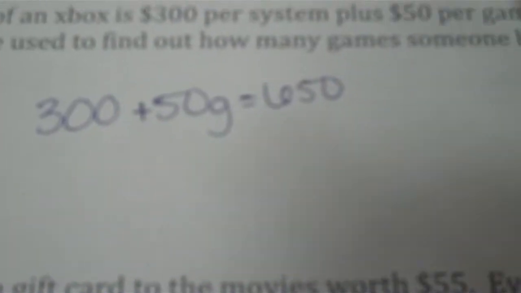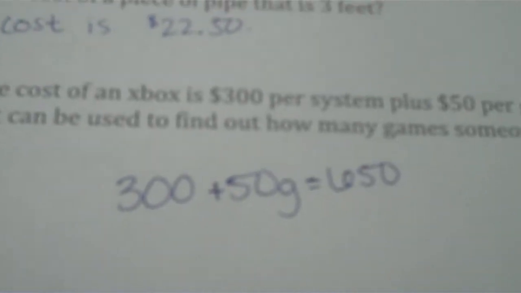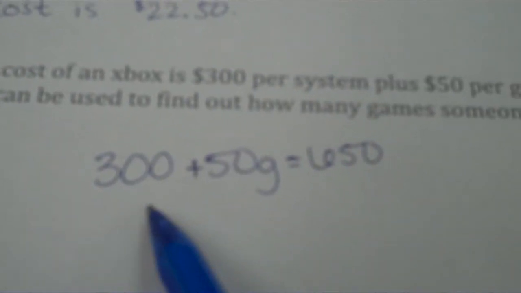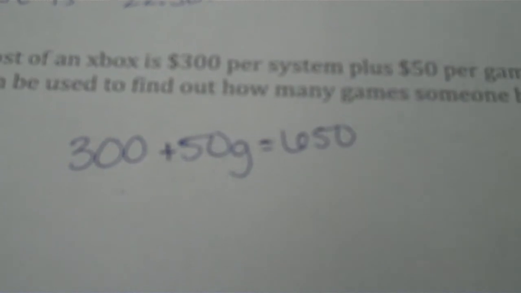Okay? Now I know that you know how to draw your line and solve it. And if it said solve, that's what you would do. But on this test question, all you have to do is write it. So that's all you have to write. Okay? $300 for the system plus $50 every game. Okay?